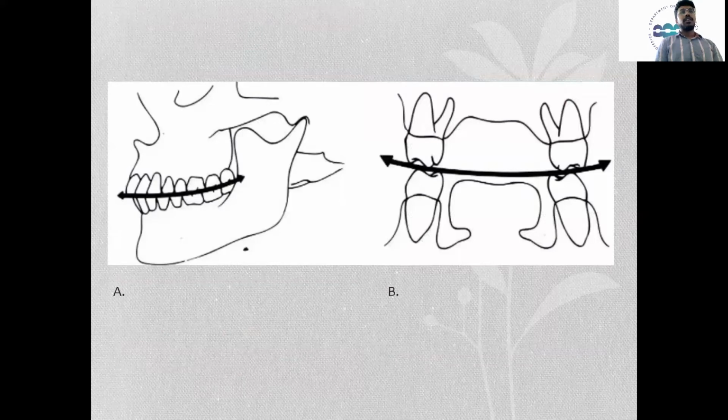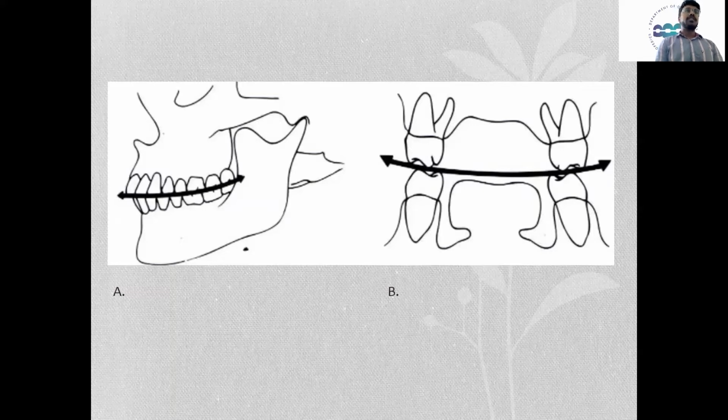In diagram A, we can see the curve of Spee extending anterior-posteriorly. In diagram B, we can visualize the curve of Wilson, which is a mediolateral curve. In the direction of the arrowheads, there is a small curvature in both curves. In picture B, we can see there is an inward inclination of the mandibular posterior teeth. This creates a slight curvature when viewed from the frontal aspect.